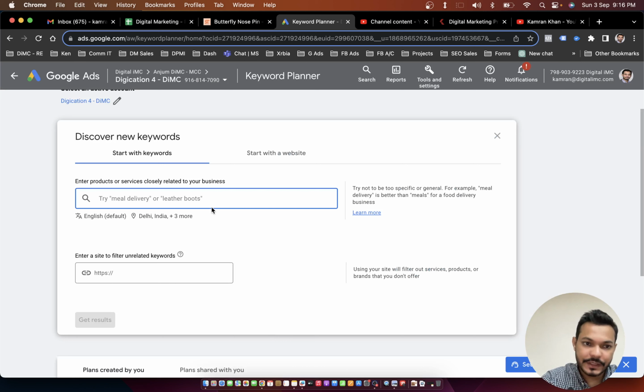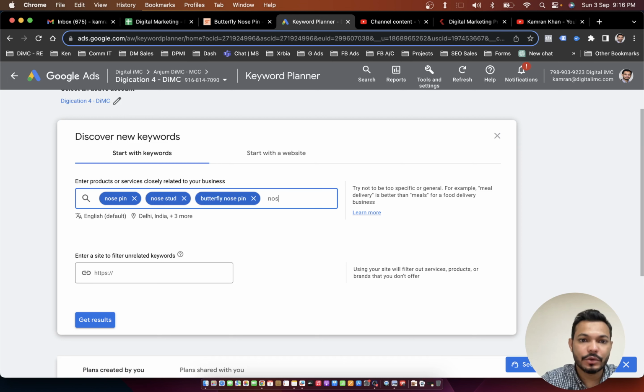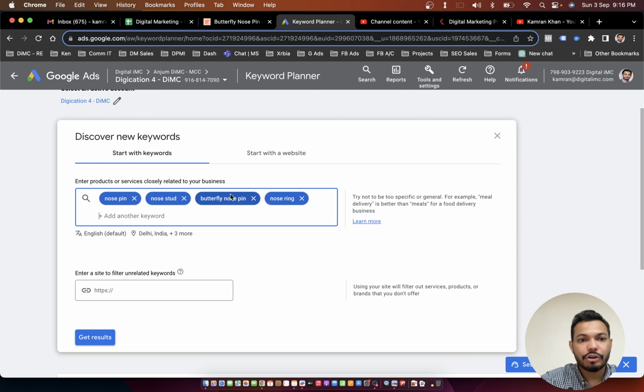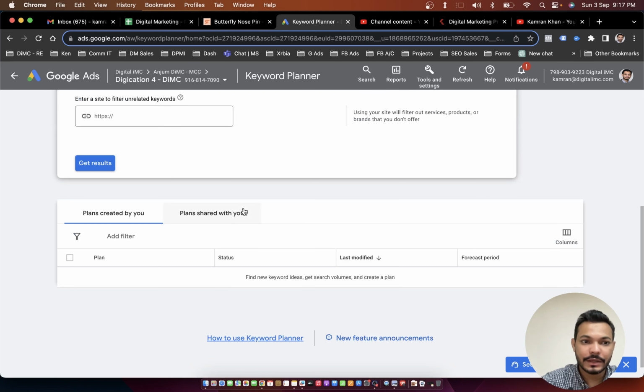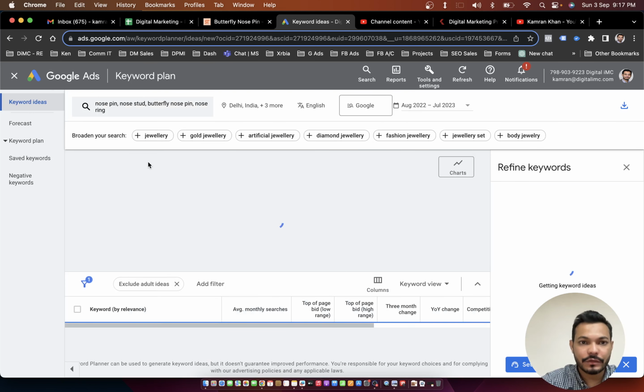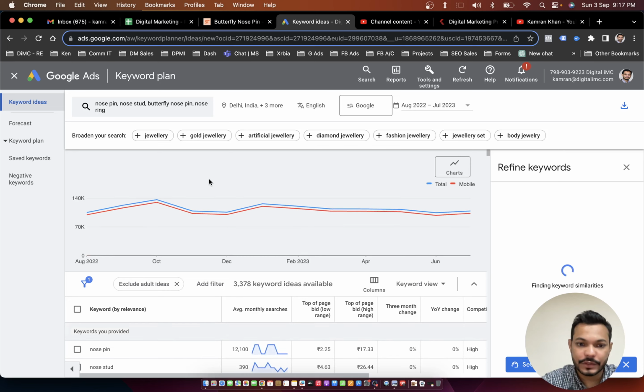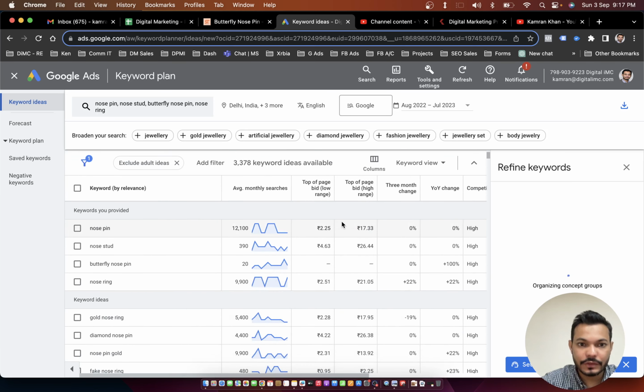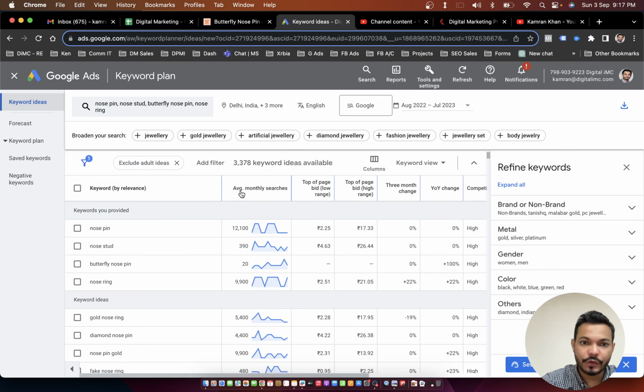And in terms of base keywords, I'm going to start with nose pin, then nose stud, then butterfly nose pin, and the fourth one could be the nose ring. Now, these 4 are going to be the basic or the initial keywords. I also call them root keywords for the campaign. And then we're going to pull the list of keywords using these base keywords for us. Wonderful. So now you can see we have a very good search volume.